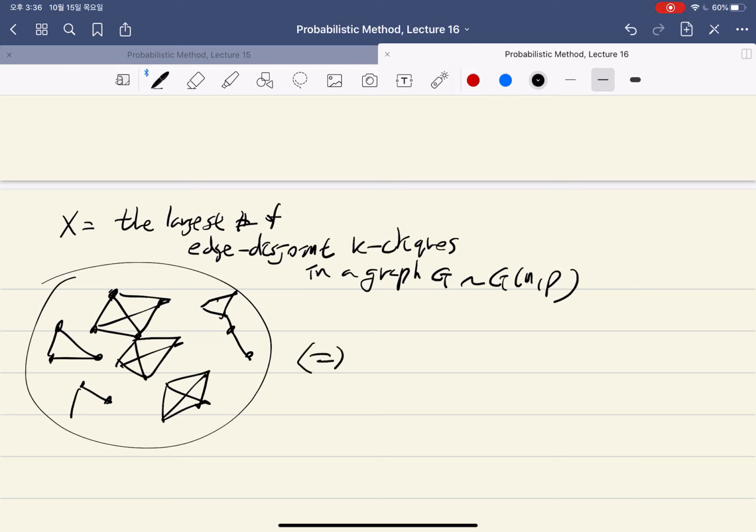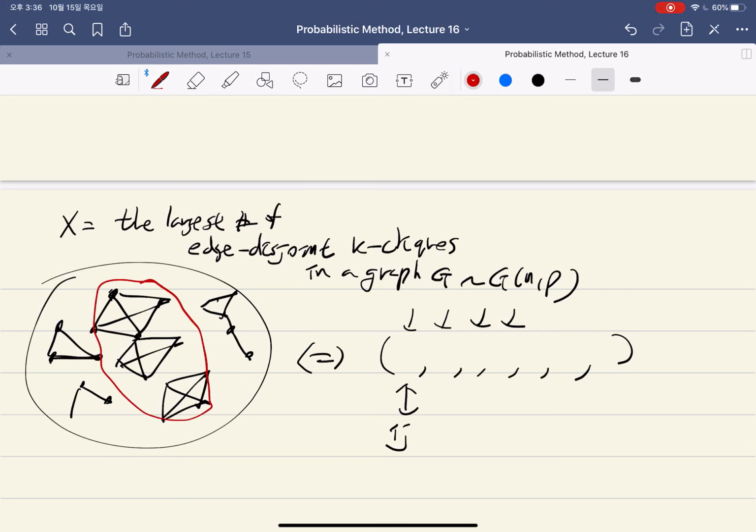So again, this can be identified with points where we have many coordinates, and each coordinate corresponds to some pair ij, and this is 0 or 1 depending on whether there is an edge or not. So here, let's say this is the maximal collection of edge-disjoint k-cliques, and let's say this is a unique one. So every other edge-disjoint k-clique you take has a smaller number. Here, if you change the adjacency of this, or change the adjacency of this, then x does not change.